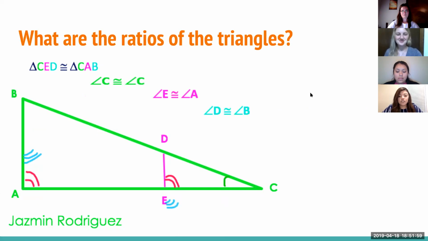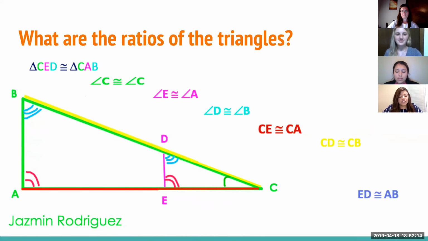Since the triangles are similar, the ratios are as follows. Segment CE is congruent to CA. Segment CD is congruent to CB. And segment ED is congruent to AB.